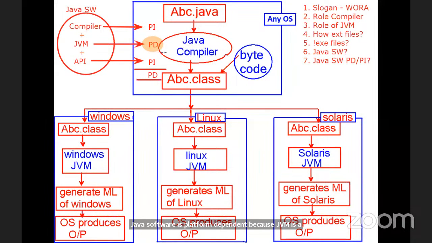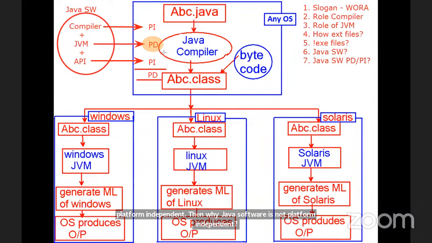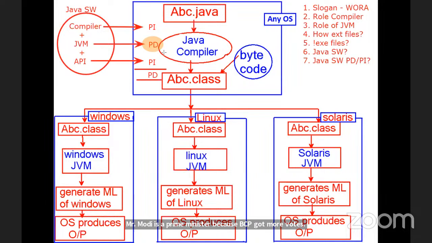Then I have a question. Compiler and API are platform independent. Then why is Java software not platform independent? In 2019, Mr. Modi is a prime minister because BJP got more votes. Yes or no? Similarly, here how many more votes are there? Platform independent, platform independent, 2 more votes are there. That's why Java software is platform independent. No, because JVM is platform dependent, Java software is also platform dependent.